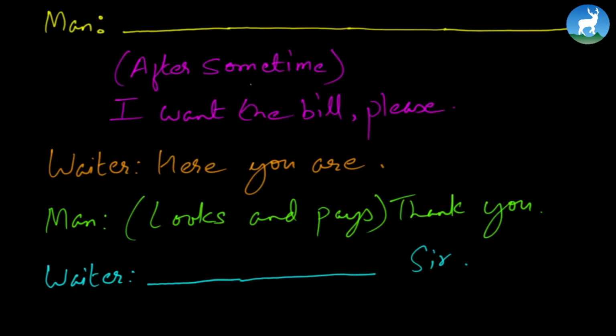Moving forward, man. And again, there's a big blank there which we'll have to fill in. And again, after some time, of course, he eats in that period of time and he says, I want the bill, please. Waiter: Here you are. Looks and pays. Of course, you look at the bill, then you pay. Thank you, the man says. Waiter, again, a big blank, and sir. So let's try to fill this.